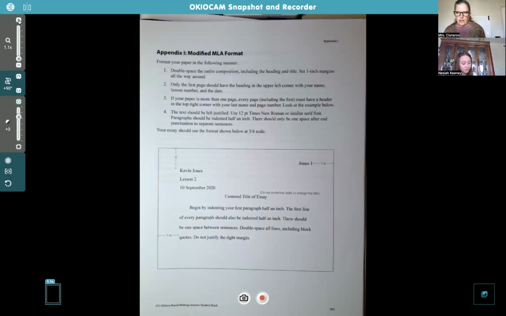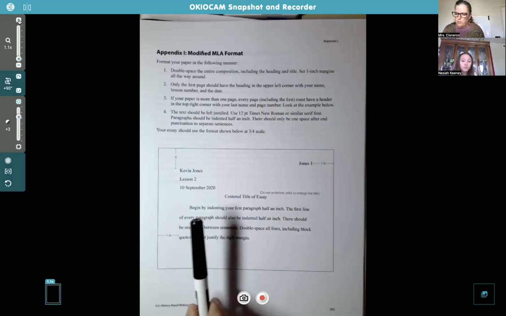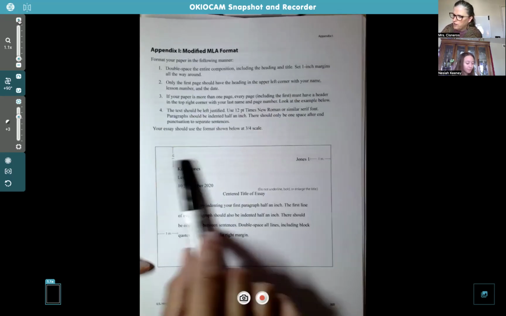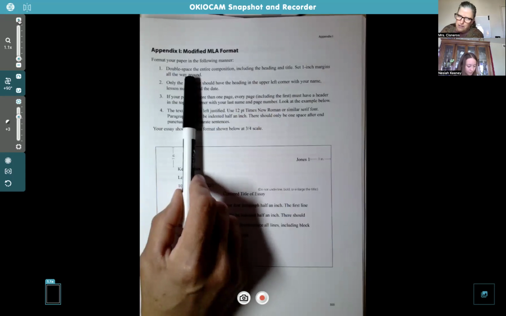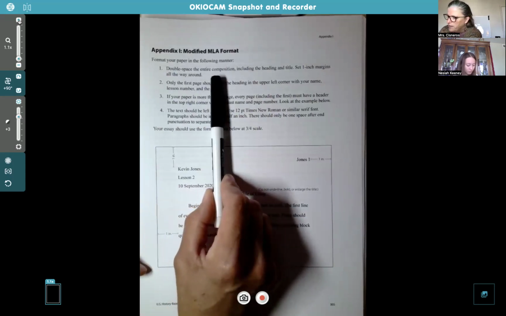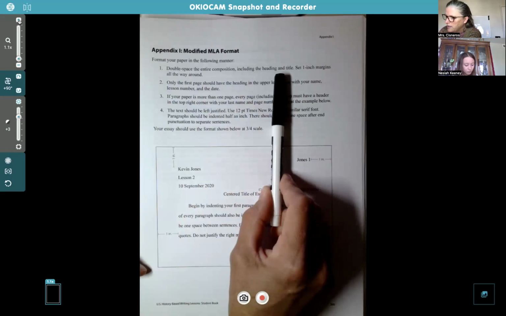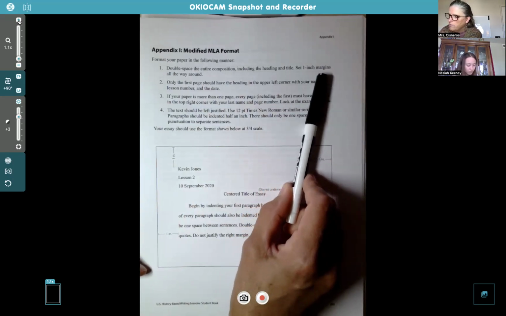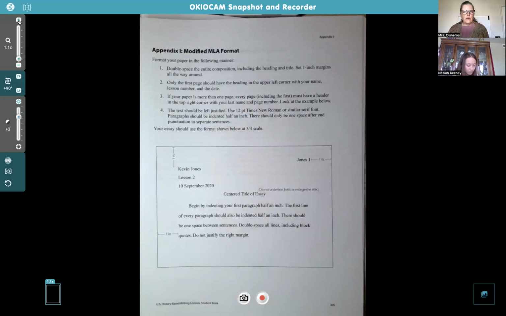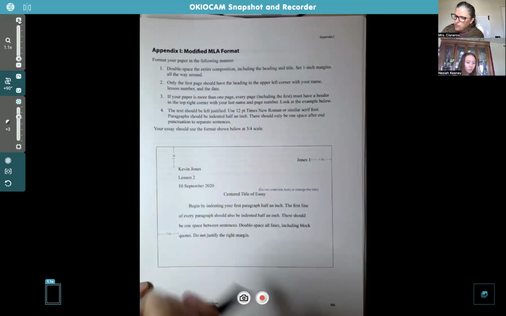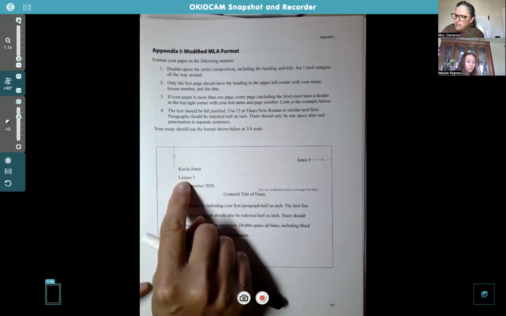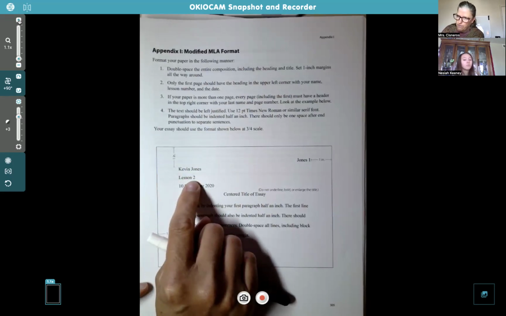So that is a style of how you set up your paper. They give you an example down here, but number one is double spaced. You already know that. You always do that. Entire composition, including the heading and title, set 1-inch margins all the way around. And I will tell you, when you use Google Docs, the margins are already set to 1 inch, so you don't have to change anything. It's already there. So you can just forget about that. And like you did last year, your name goes first, and then it does want you to put the lesson name. Okay.